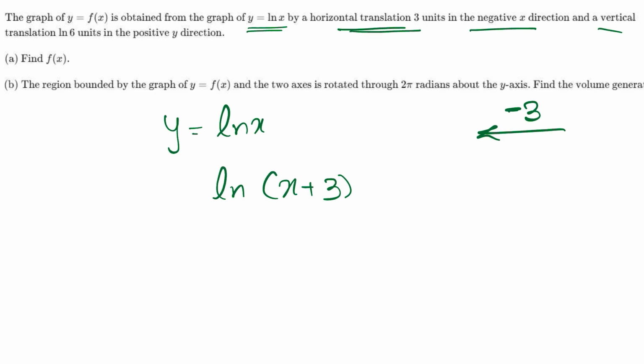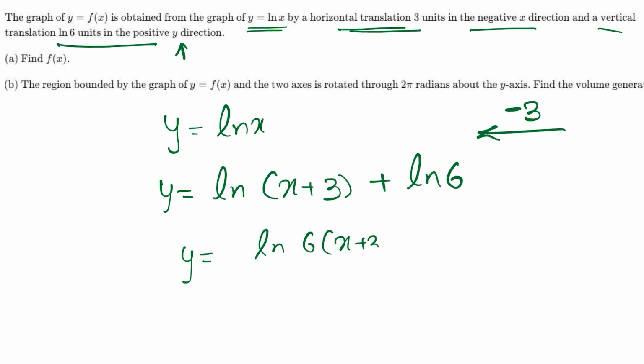And a vertical translation of ln 6 in the positive direction. Positive means plus ln 6. It is going up. Positive means up, plus, and negative means minus. So y equals ln of x plus 3, plus ln 6. What does that become? Y equals ln of 6 times x plus 3. So y equals ln of 6x plus 18. This is going to be the equation.